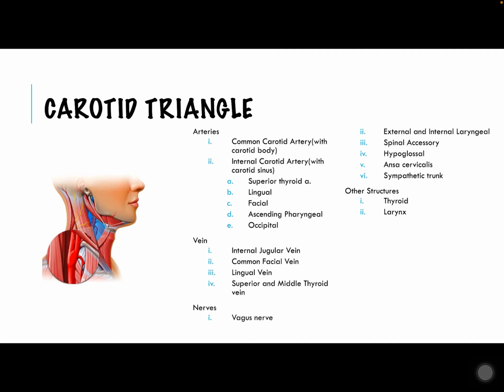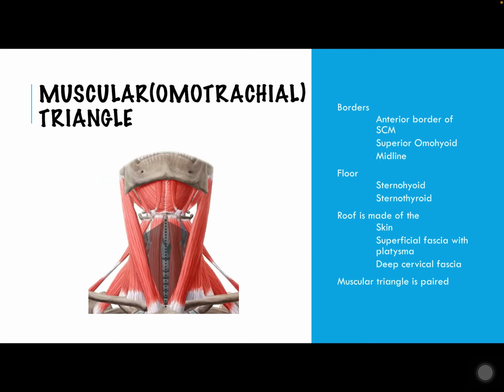It consists of veins, which are the internal jugular vein, common facial vein, lingual vein, and superior and middle thyroid veins. The nerves which are importantly present in this triangle are the vagus nerve, external and internal laryngeal nerve, spinal accessory nerve, hypoglossal nerve, ansa cervicalis, which is a loop arising from the cervical plexus, and the sympathetic trunk. The organs present in the carotid triangle are the thyroid and larynx.